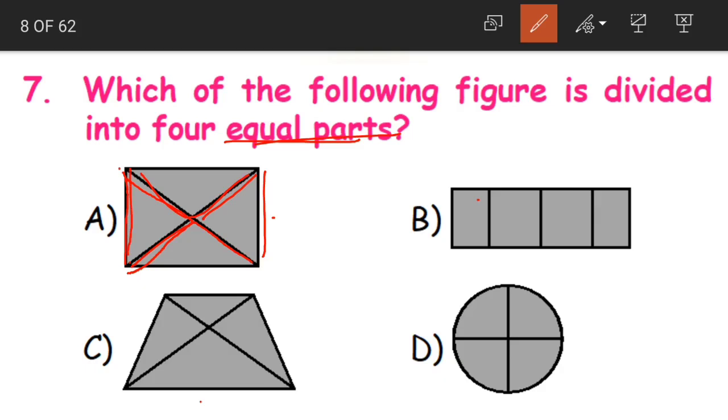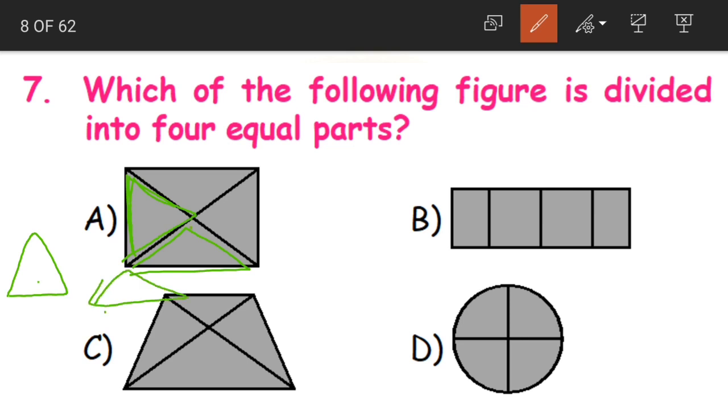Now if you look at option A, these two parts are bigger and these are a little bit smaller, children. See, if you observe carefully, this is a big triangle and this is a flat triangle. Are these two equal parts? No. Now coming to option B. See, this is a small box, this is a big box, again big and again small. So again these are also not divided into equal parts.